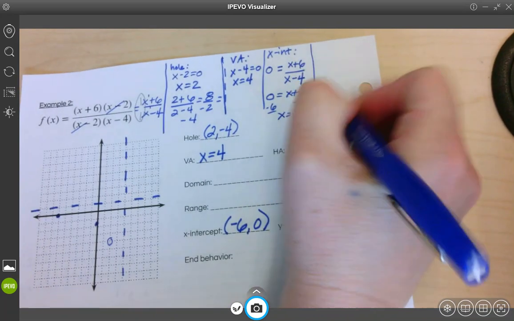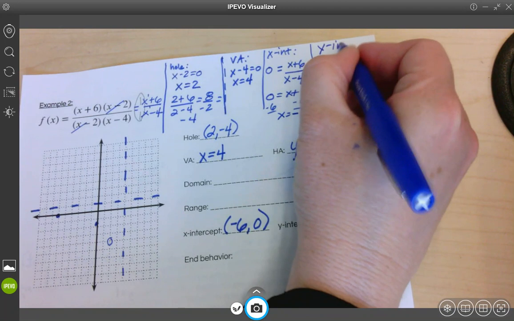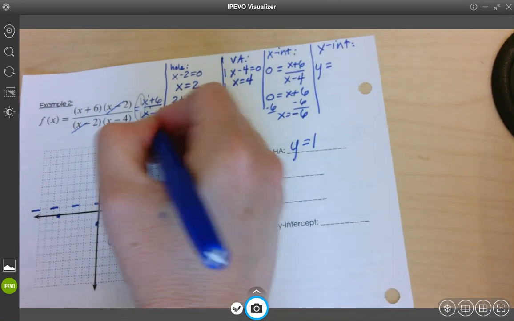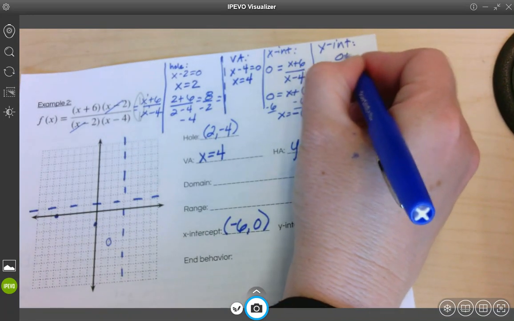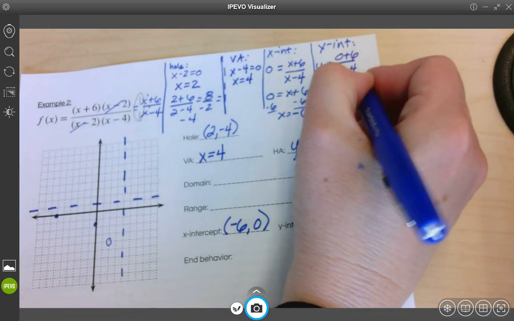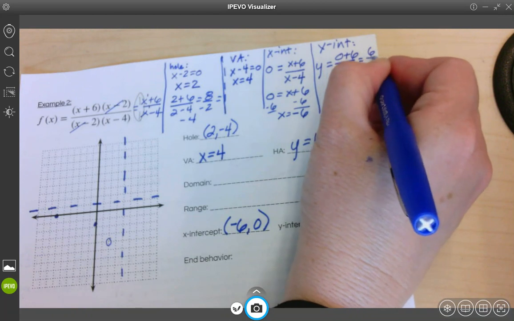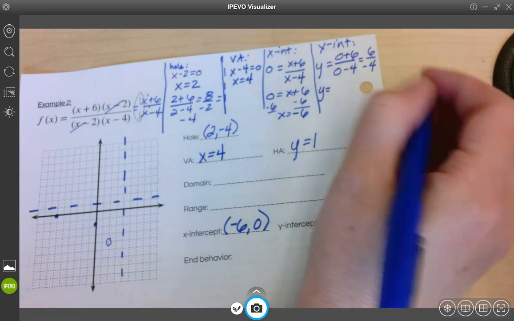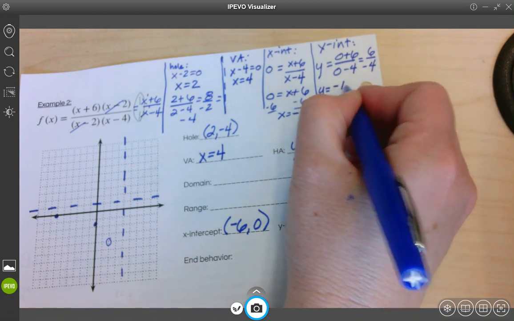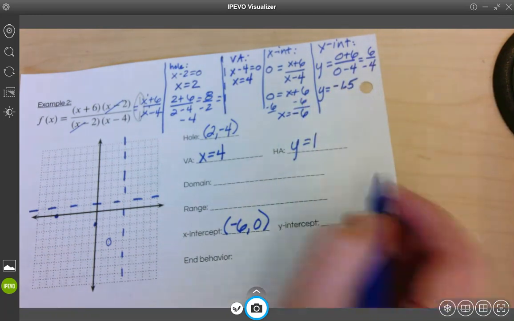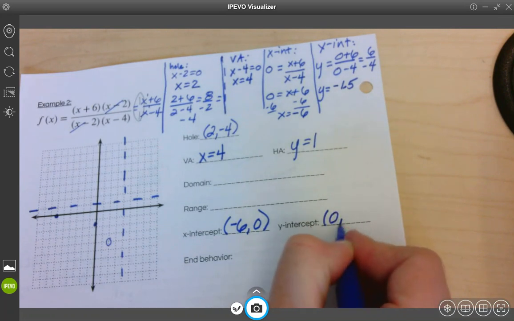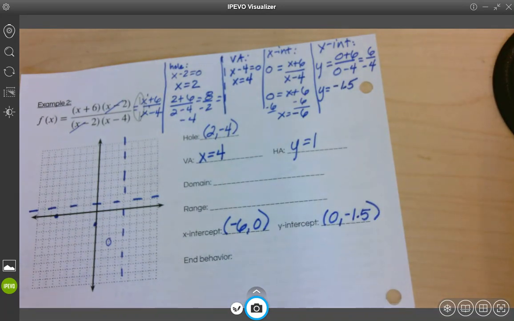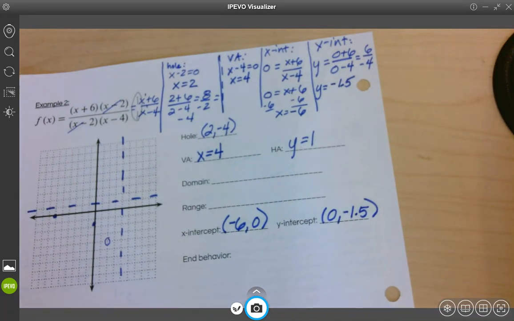For the y-intercept, I'm going to make the x 0. So y equals 0 plus 6 over 0 minus 4. So I get 6 over negative 4. What does that simplify to? Negative 3 over 2, or if you like to do it as a decimal, that's okay too, because decimals are easy to graph. But if you're good with fractions, negative 3 over 2 is good too.